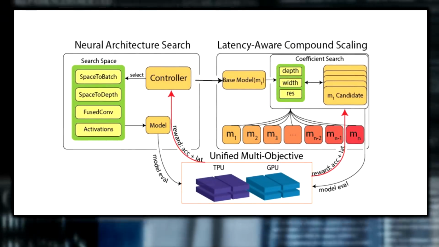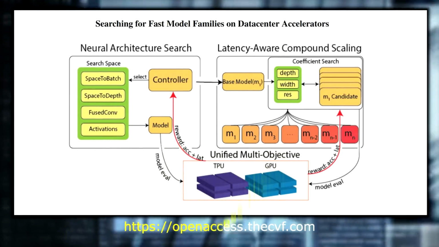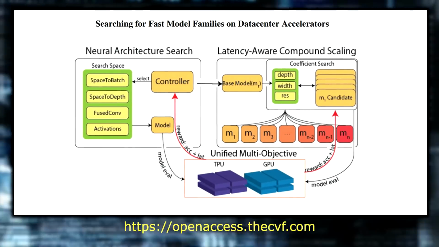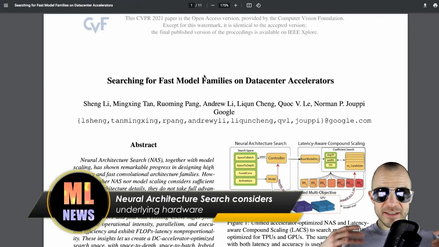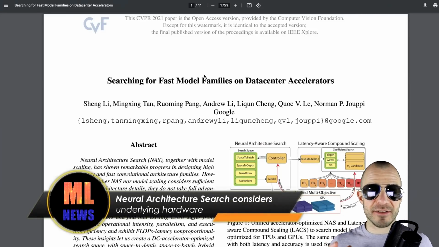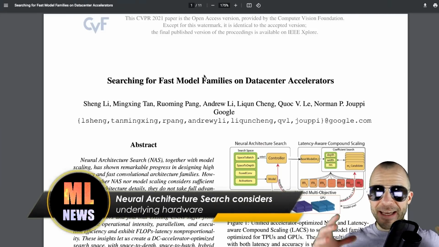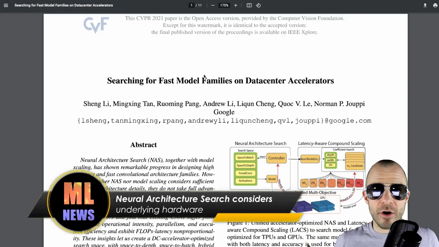And another post from the Google AI blog called Unlocking the Full Potential of Data Center ML Accelerators with Platform-Aware Neural Architecture Search. That is quite a long title, but what it describes is a paper called Searching for Fast Model Families on Data Center Accelerators that extends neural architecture search to also consider the underlying hardware.